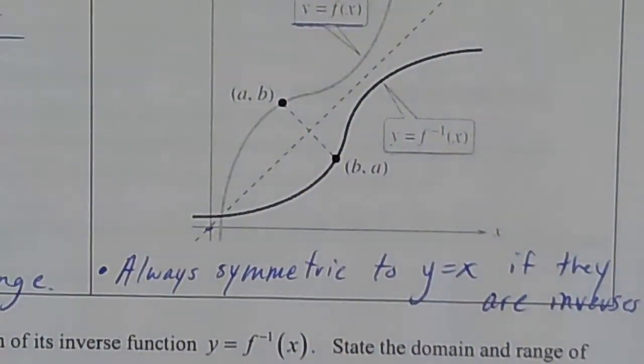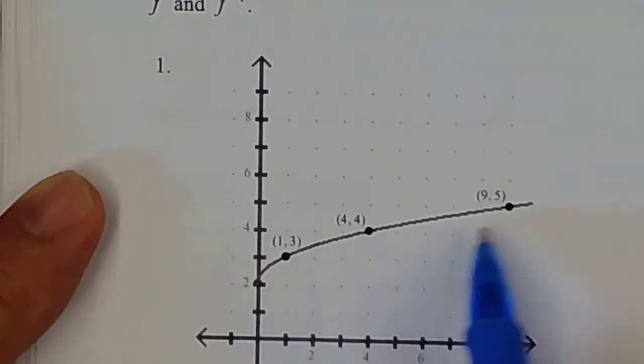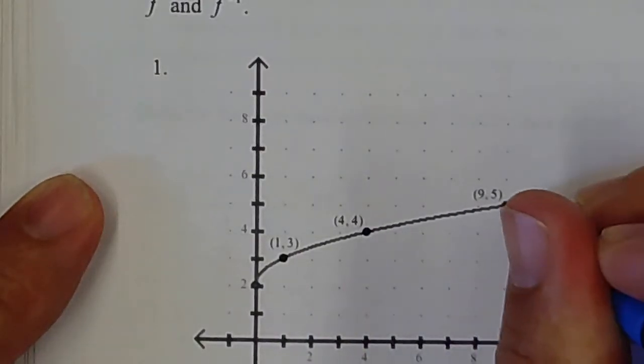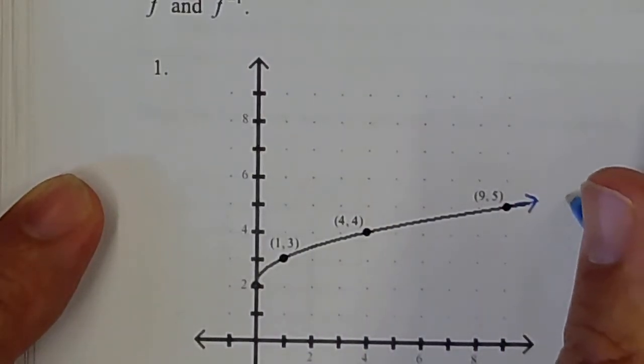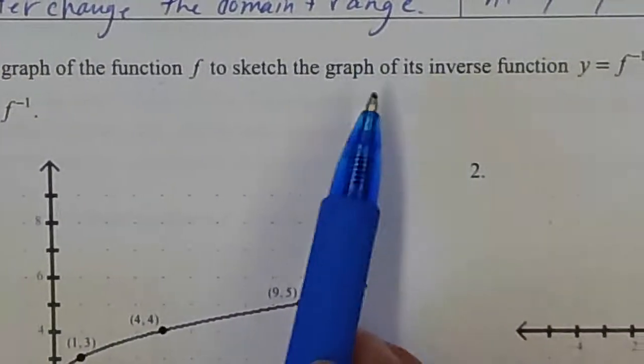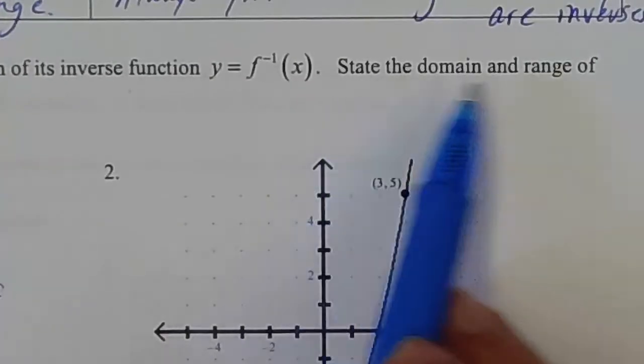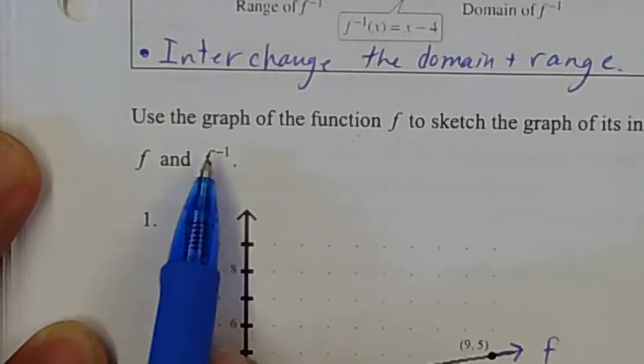Okay, so here we go. Let's start with number 1. Use the graph of function f, which is given right here. So let's label this right now. It does continue, by the way, this way. This is function f. To sketch the graph of its inverse function, then once we have that done, we'll state the domain and range of f and its inverse.